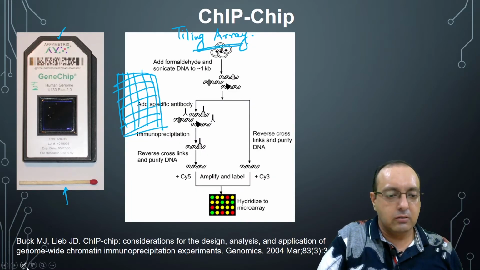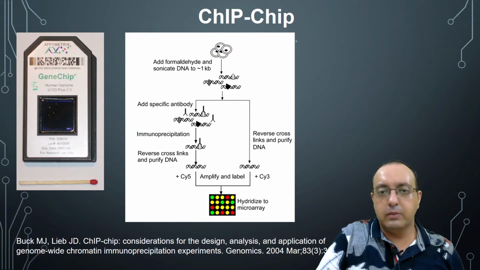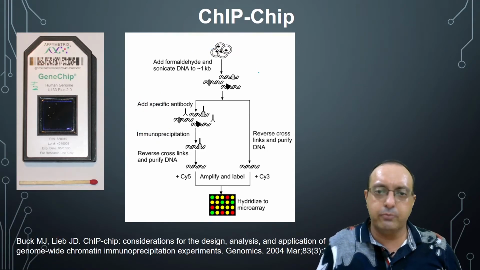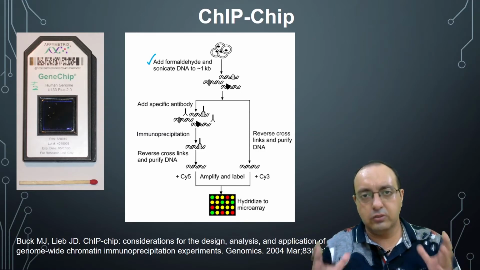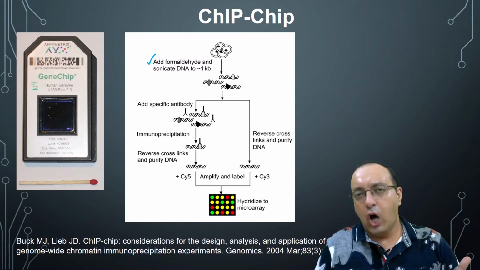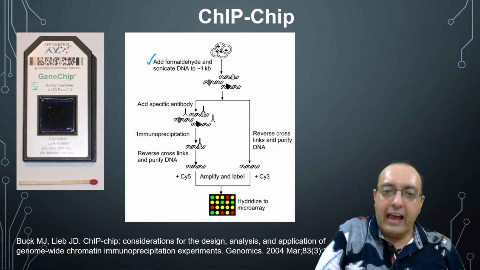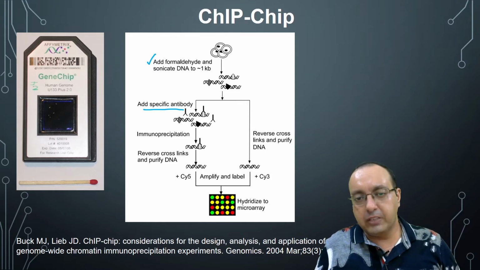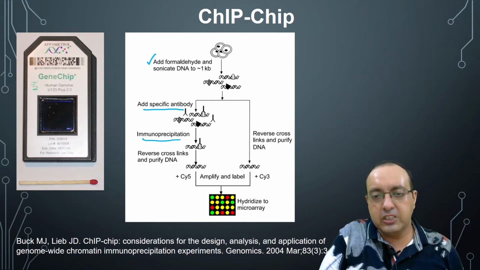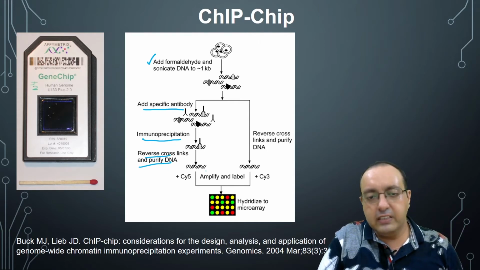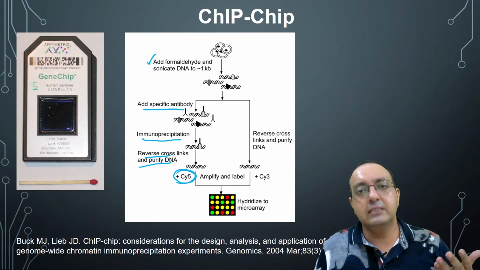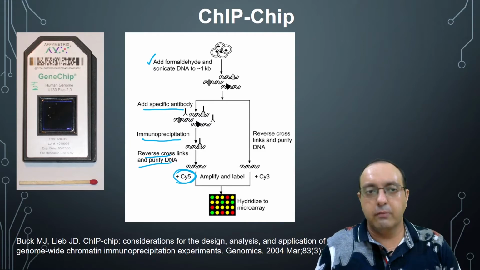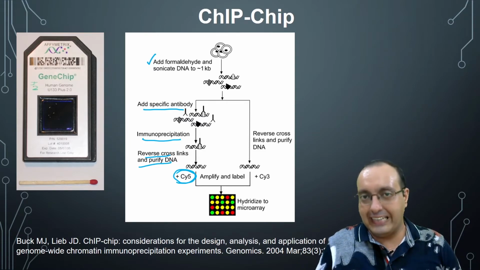So let me just erase all this. Maybe this will be better. So this is how ChIP-Chip works. Same protocol: add formaldehyde, sonicate the DNA, make it into smaller chunks of about 1,000 base pairs, add your antibody for immunoprecipitation. Okay, immunoprecipitation will happen, and reverse the crosslinks, purify the DNA, and add the label. So one of them is green and one of them is red, and the combination, if they both hybridize to the same, gives a yellow signal.